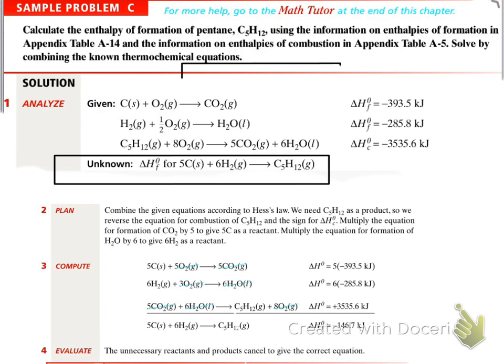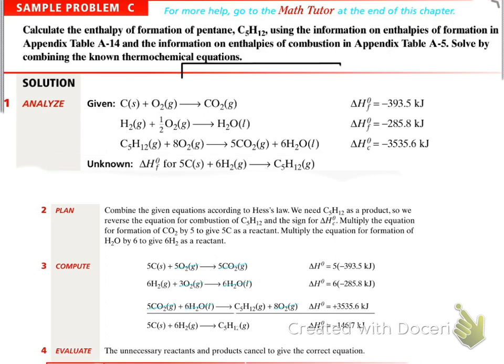in my pentane, so I need 5 moles of that. And then I multiply the equation for formation of H2O by 6 to give 6 moles of my hydrogen. Again, I have 6 moles of that there. So I've got to do some adjusting as is. So I take the equations that I'm given. The first one, as I stipulated, I multiply it by 5.